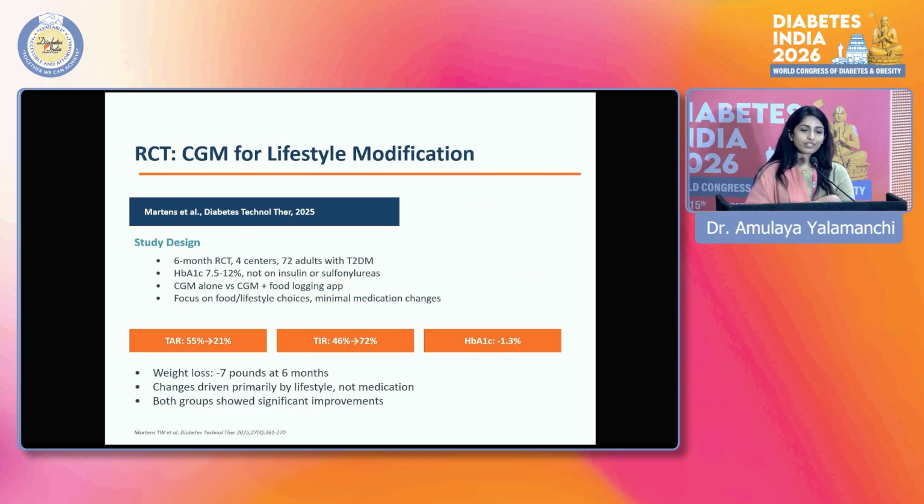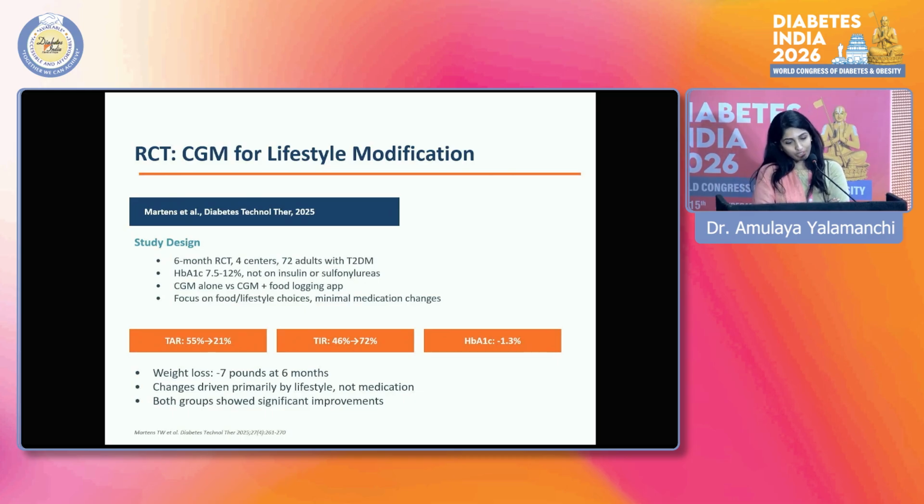And this study was done for lifestyle modification in diabetics with HbA1c of 7 to 12%, not on insulin or sulfonylureas. They gave CGM alone versus CGM plus a food logging app, and there is a significant difference from just giving the CGM versus providing the structured program and a food logging app. The time above range came down from 55 to 21% when the additional food logging app was given. Time in range also improved tremendously from 46 to 72%, which is a staggering number. And HbA1c also decreased by 1.3%.